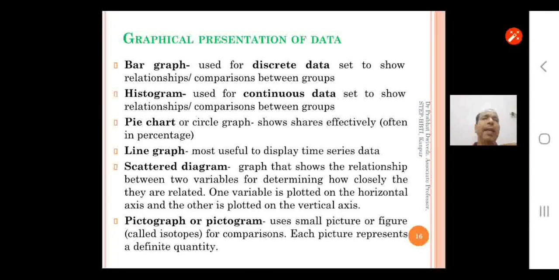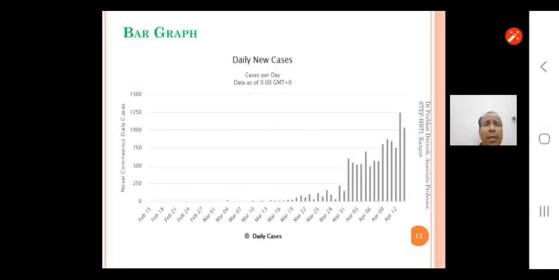Now let's take each of these graphical presentations one by one. Let's see the bar graph. How does it look? This is a bar graph. Every bar shows the confirmed corona cases date wise, on which date how many confirmed corona cases there were. That is what the diagram shows: daily new cases of corona in India. Dates are given, on which date how many new cases were registered. If there is no new case on one date, that will not be mentioned over here. That is what the bar graph depicts. Every bar depicts a quantum of every group of data.